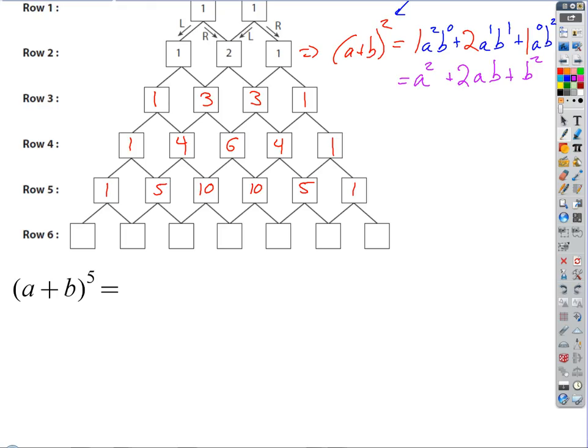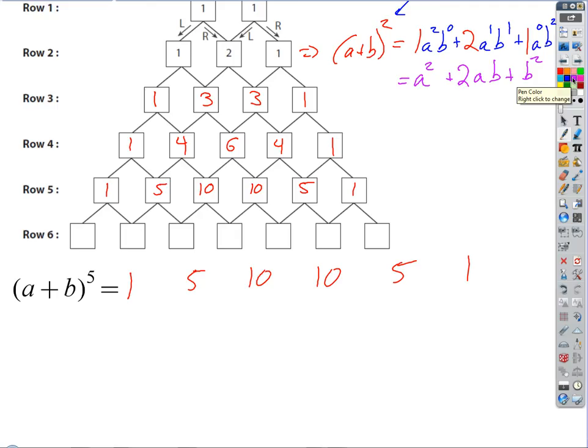So the coefficients, these are the coefficients right here, right? That's what Pascal's triangle is always giving you, just the coefficients, right? So we could start off, we'll just do this together. The coefficients are just going to be 1, 5, 10, 10, 5, and 1, right? So what we want to do is just fill in the blanks. But the blank, that's easy, right? Because the powers always work the same.